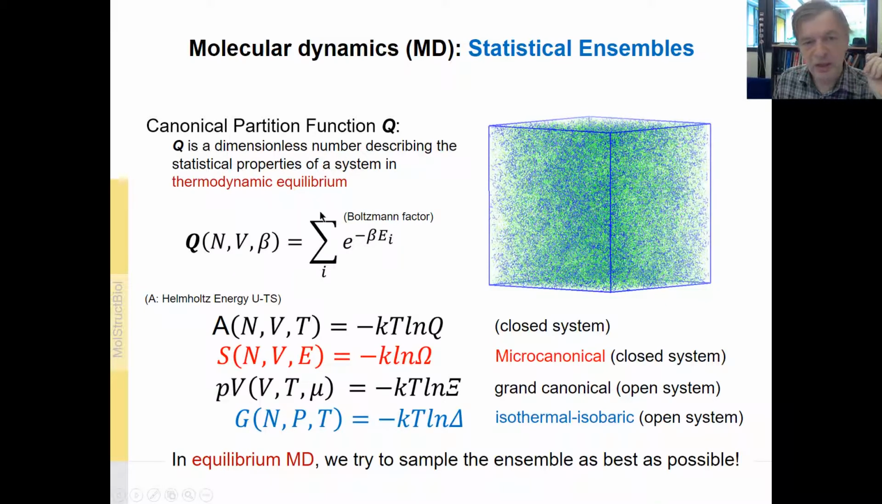Here are some other points about this canonical partition function Q, defined as a dimensionless number describing the statistical properties of a system in thermodynamic equilibrium. What we would like to get with our molecular dynamics simulation is to have the system equilibrated enough that it behaves like it would in thermodynamic equilibrium, so that everything we can learn from how it wiggles around and has some kind of dynamics is representative of the system in thermodynamic equilibrium.